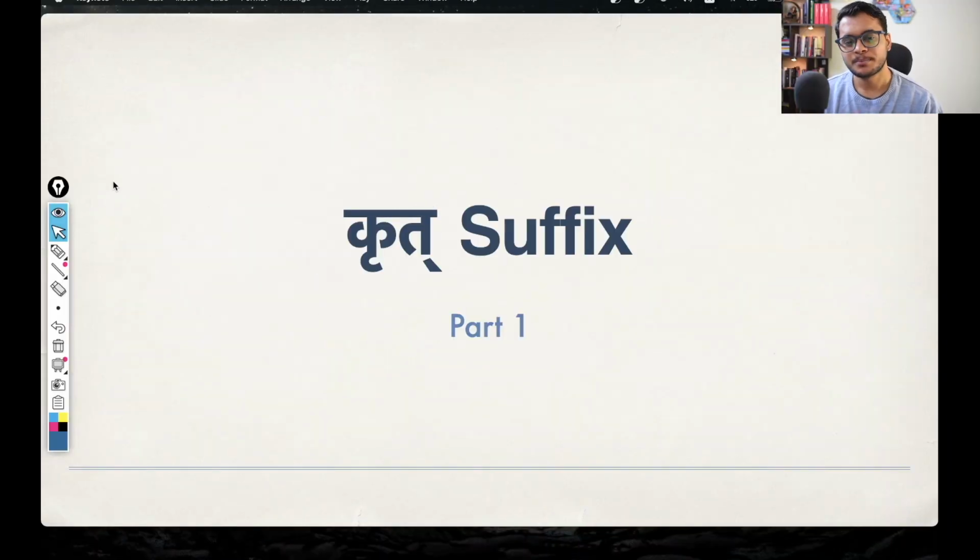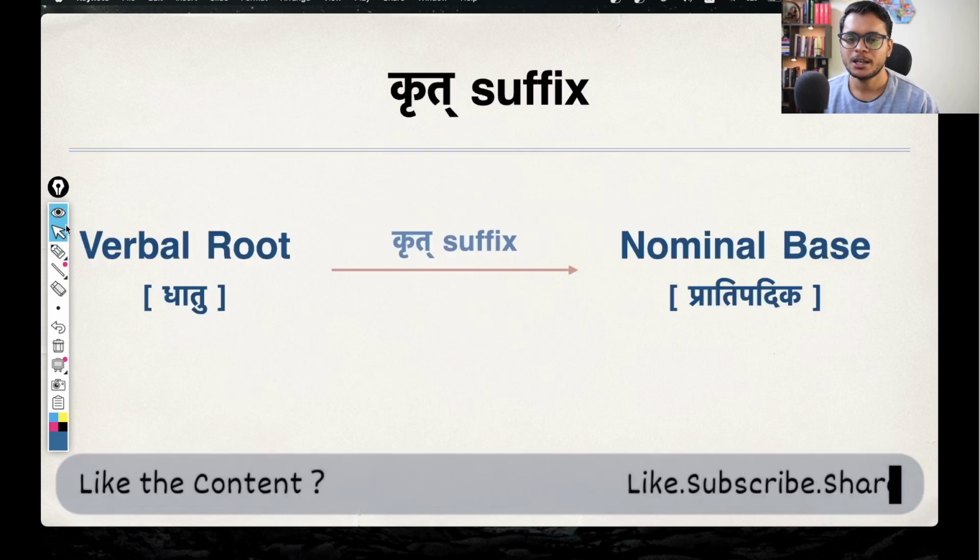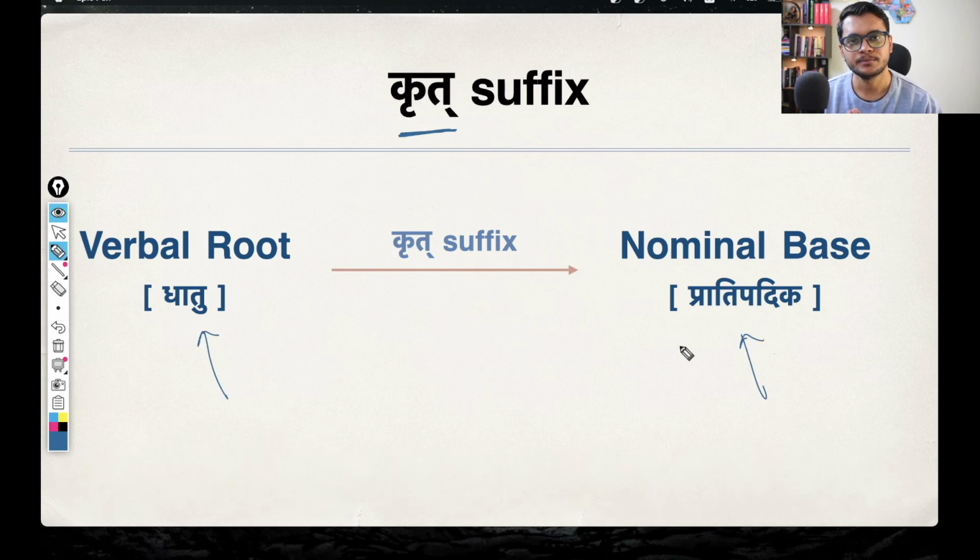But now, without wasting any more time, let's quickly dive into today's main content. Okay, so consider this part 1 of krit suffix. And if I move forward, I've already told you what this krit suffix actually means. Krit suffix is the category that changes a dhatu into a new pratipadika. Dhatu in English is called verbal root, and pratipadika in English is called nominal base.